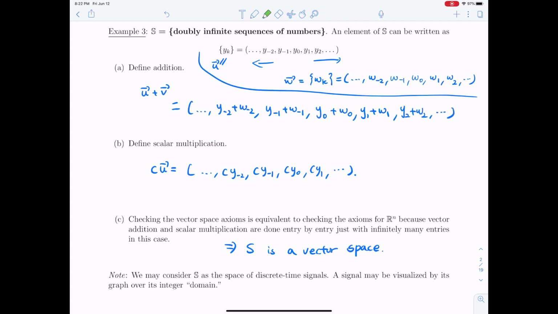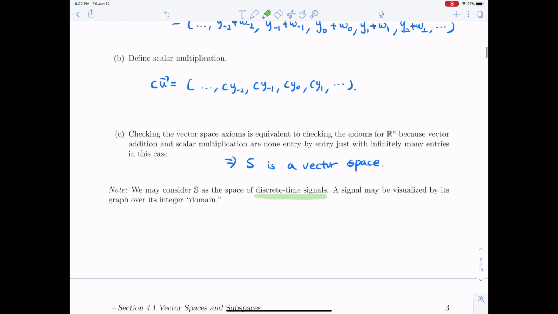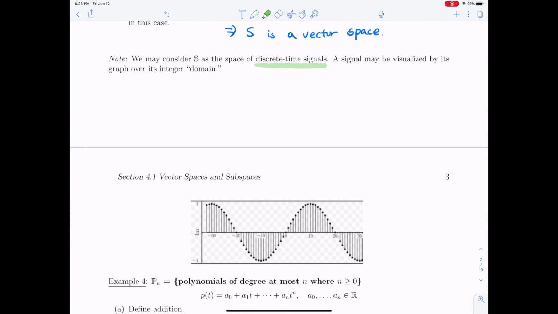And if you plot an element in S, where the entry number goes to the x-axis and the value of the entry goes to the y-axis, then we can regard that element as a discrete time signal. So if you go to the next page, we have a nice picture for that. For example, this point corresponds to y sub 10, and that point corresponds to y sub -10. And if you identify all the points with entries of the vector, then we can tell that the vector represents the discrete time signal.